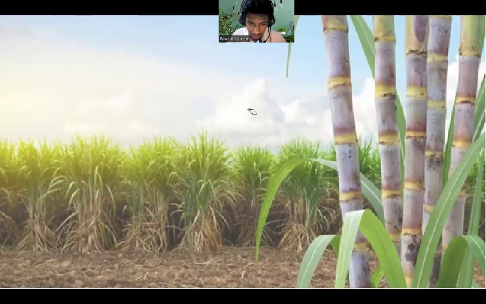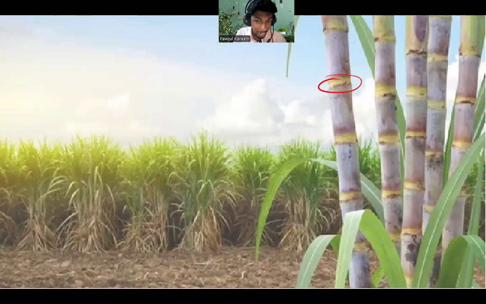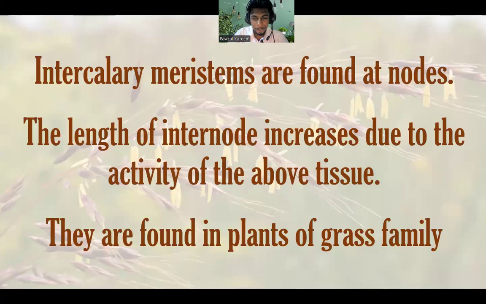In these nodes, we have intercalary meristem. So they will produce new cells. If they produce new cells in both directions like this, what will happen? The length of the internode will increase. Am I right or wrong? The length between the nodes will increase.